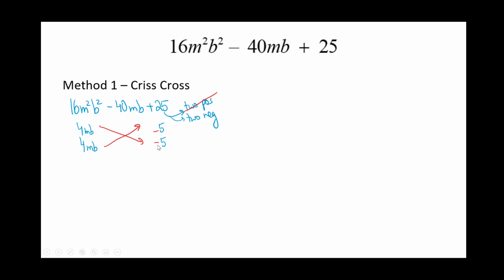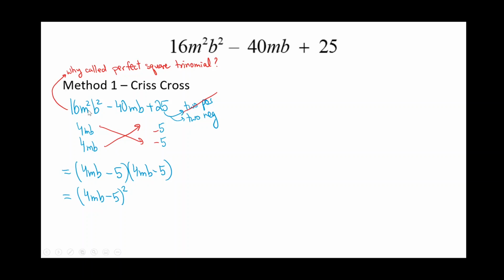So 4 with negative 5, that's negative 20 mb. And another negative 20 this way because it's symmetrical. So negative 20 plus negative 20 is negative 40, which is what we want. And so we can record the top with the top together as one factor, and the bottom with the bottom as a second factor. Because they're identical, you can just say that bracket with a square.